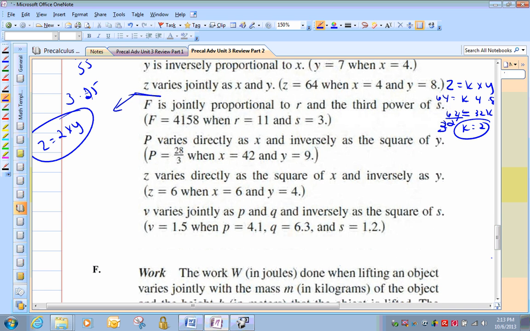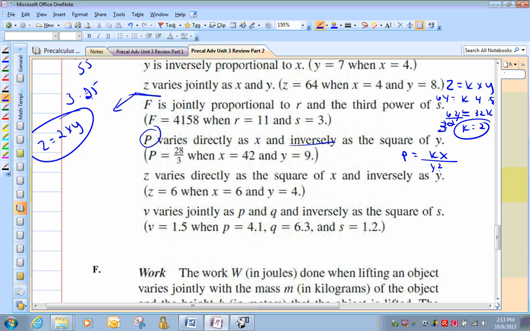I believe it's going to be 60 in your book. P varies directly. Okay, so let's take a look at this one. P varies directly, so P equals K. Directly is X. And inversely, so then immediately this division symbol or the fraction bar, inversely as the square of Y. So Y squared. You have to write all of that out.